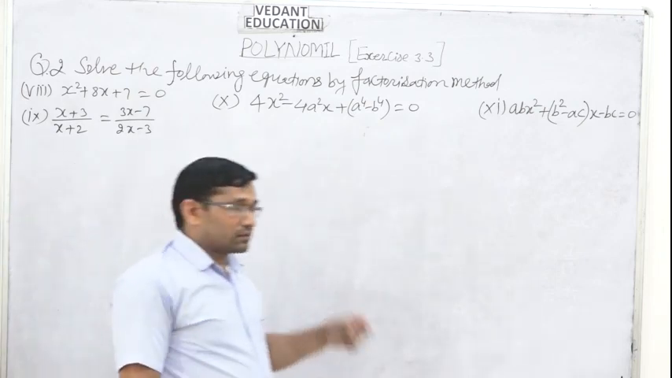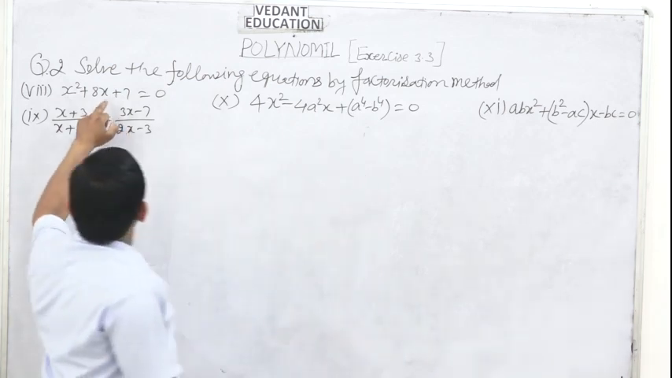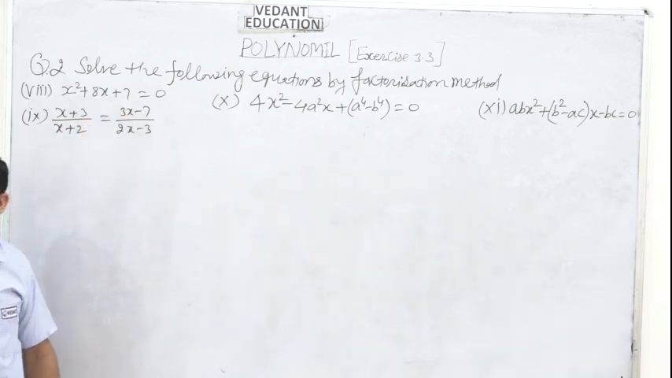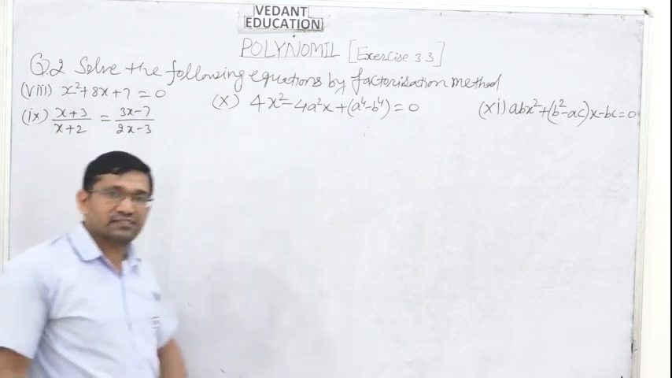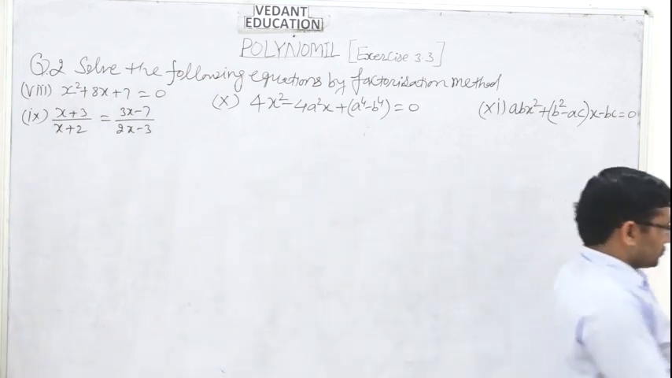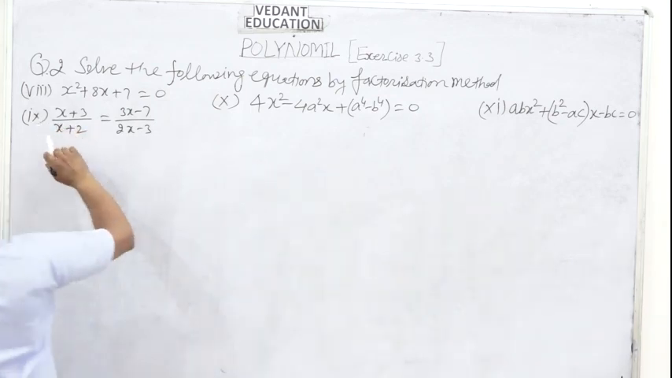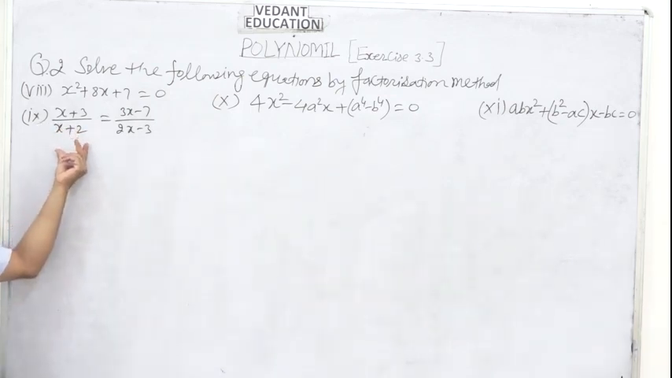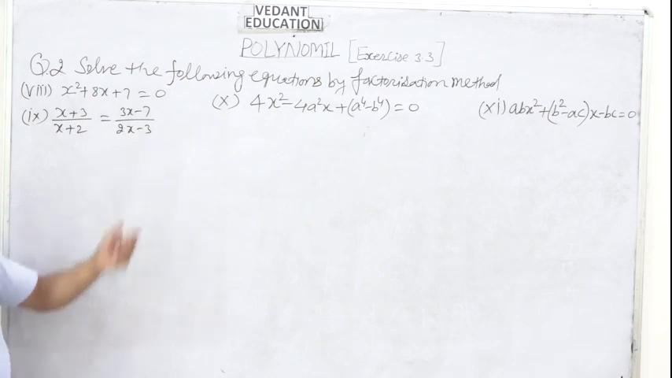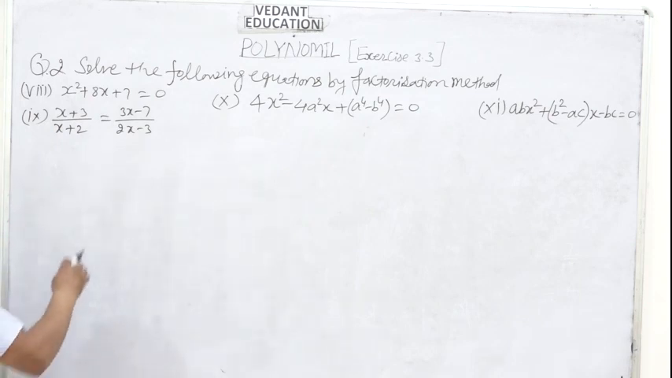Next, 8th part. x square plus 8x plus 7 is equal to 0. This is again a very simple quadratic equation, so you can easily solve it. Next, 9th part. (x plus 3) upon (x plus 2) is equal to (3x minus 7) upon (2x minus 3).